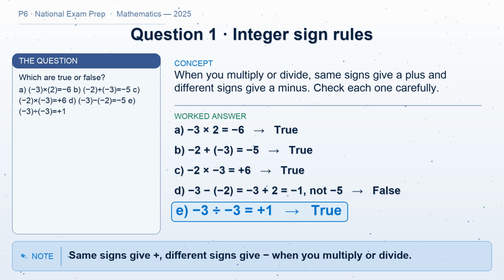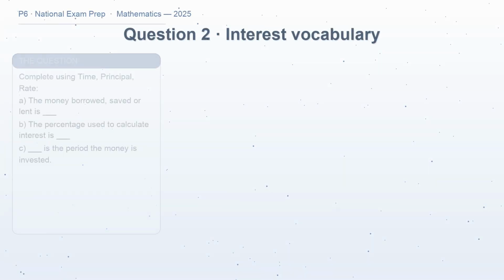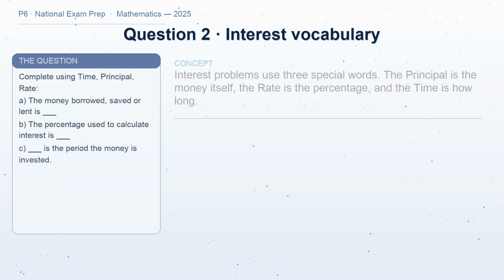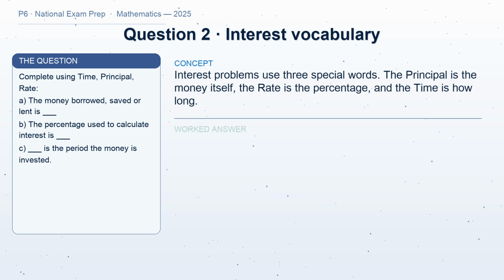So we have true, true, true, false, true. Well done. Question 2. Let's fill in the blanks using the words time, principal, and rate. These 3 words come up in every interest question, so they are worth knowing well.